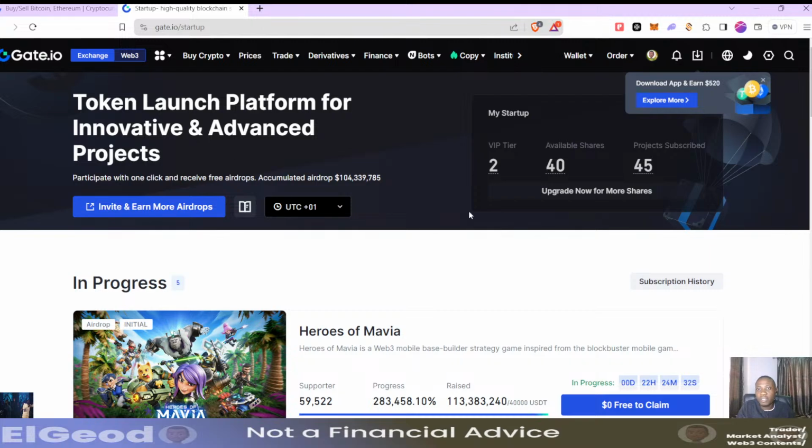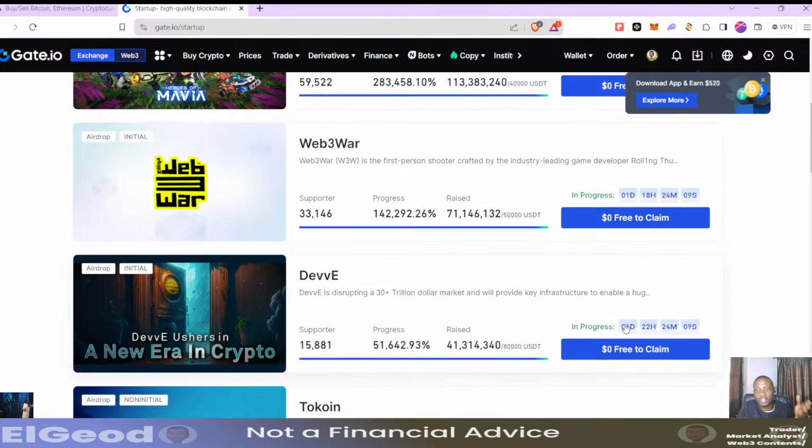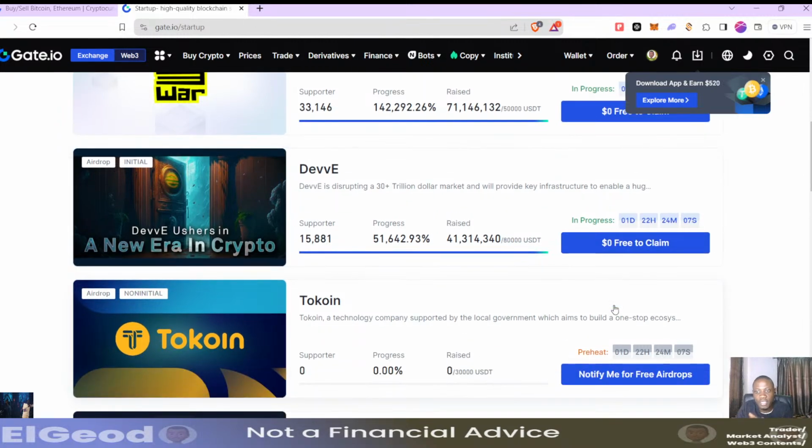Yeah, I'm currently on VIP2. Your VIP level also matters; I will explain later on. I think I've subscribed to 45 projects, and maybe I've gotten 40 project airdrops. I think that's a fair margin. So what we have here is a couple of projects that you can actually claim. See this: zero fee to claim, zero fee to claim, zero fee to claim. All of these are projects I can claim airdrops from because I meet certain criteria.